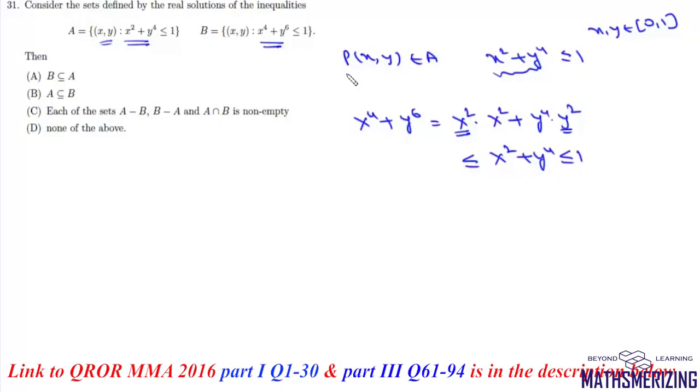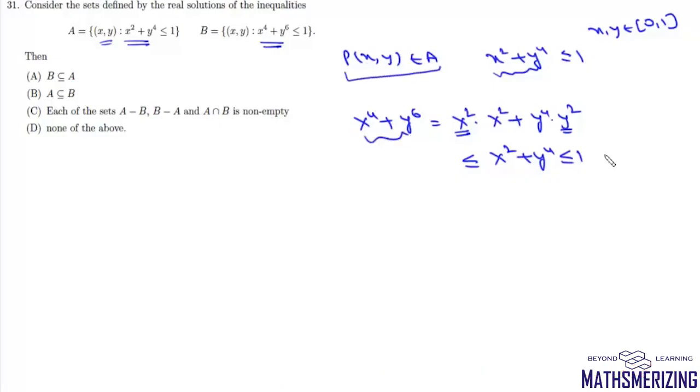So that means for any point P (x, y) in A, that point also belongs to B. So every point in A lies inside B. So it simply means that A is a subset of B, and that's your option number B.